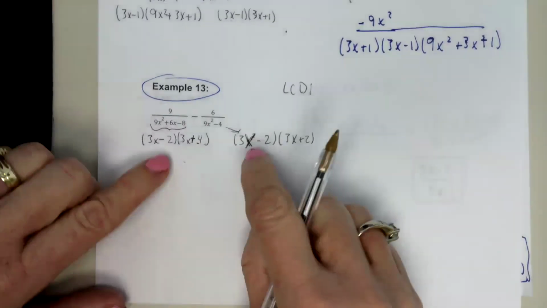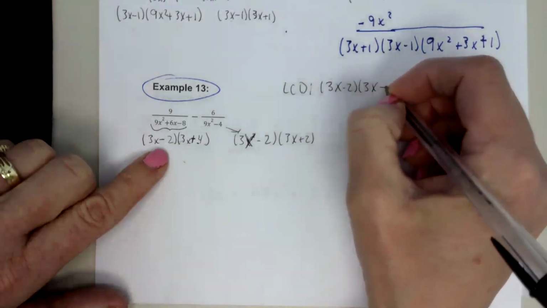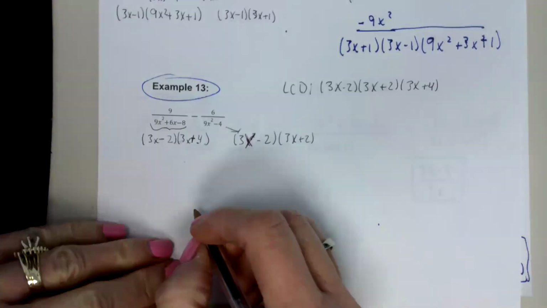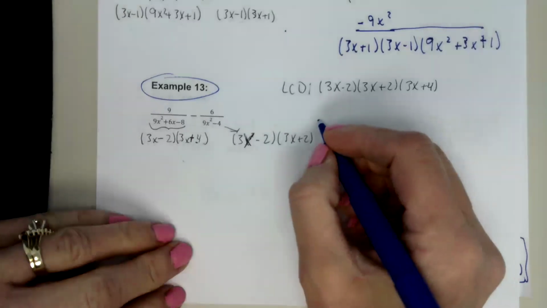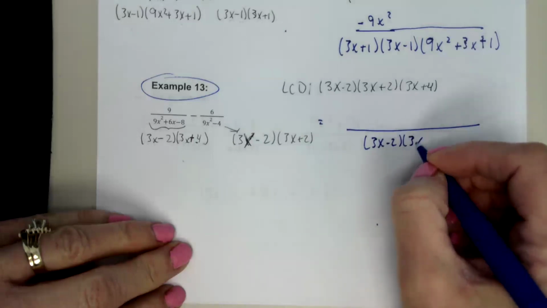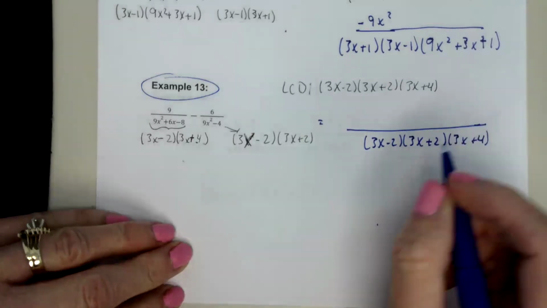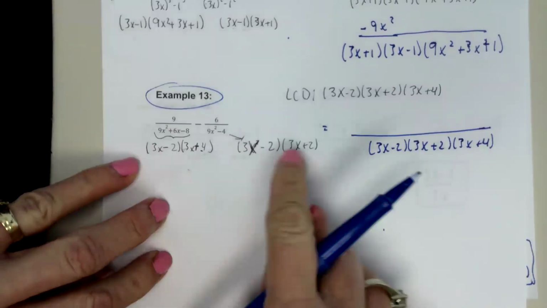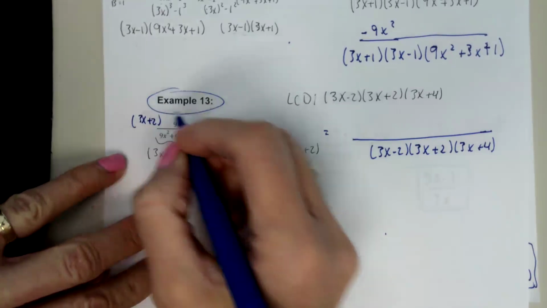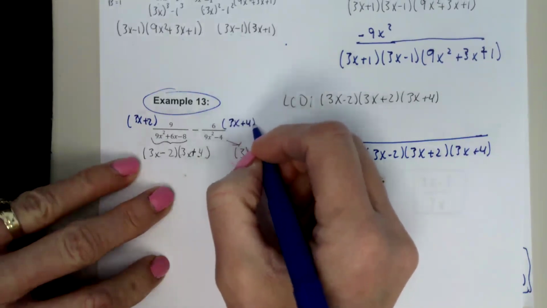So my LCD is I just need to have one of the 3x minus 2, one of the 3x plus 2, and then the 3x plus 4. So that's my entire LCD, and that is going to be our denominator. And the first fraction is missing only the 3x plus 2. And the second fraction is missing the 3x plus 4.